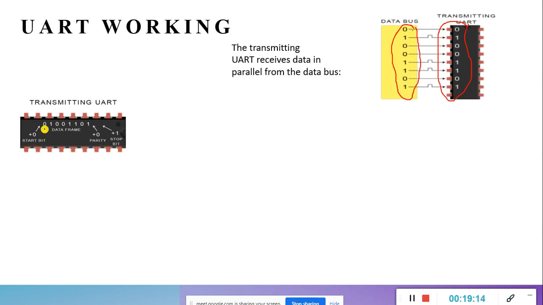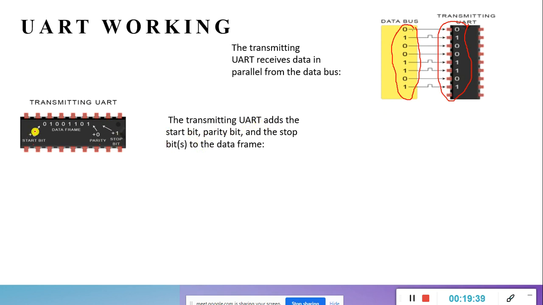Okay, next, while transmitting it adds three more bits, that is start bit, parity bit and stop bit. You can observe here, this is my data, 0 1 0 0 1 1 0 1, that I'm supposed to transfer. But before transmitting, I add one start bit, that is 0, and a parity bit, that is one more 0, and at the end, the last one stands for the stop bit. So the transmitting UART gets added with start, parity and stop bit.